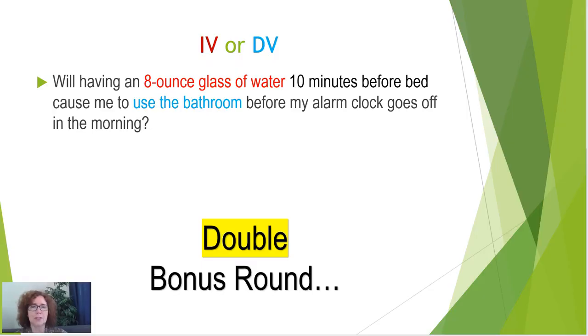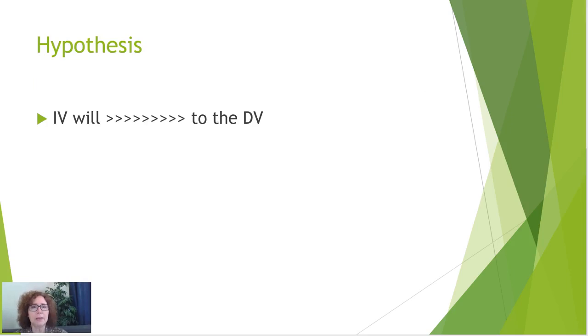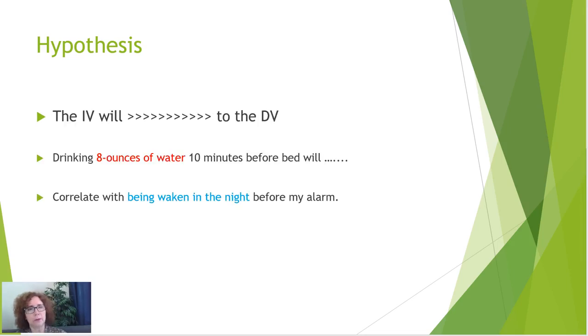All right, so let's do a double bonus round. So what is a good hypothesis for this made-up silly study? A hypothesis is my independent variable will blah, blah, blah to the dependent variable. What will the independent variable do to the dependent variable? What will happen between the independent and the dependent variable?